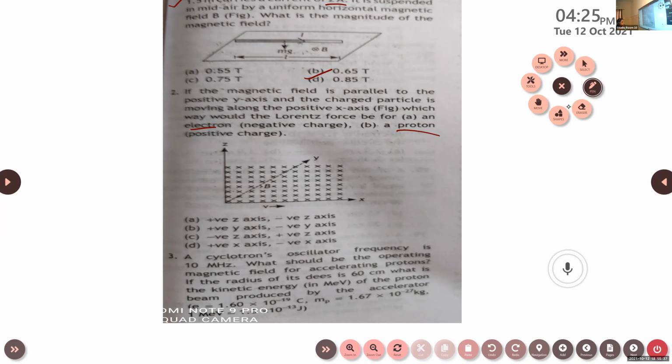There is one condition in order to apply the Lorentz force. We can apply this Lorentz force if and only if the charged particles, the direction of the current, motion, all are mutually perpendicular to each other. So then think and answer, which way would the Lorentz force be for an electron and for a proton?